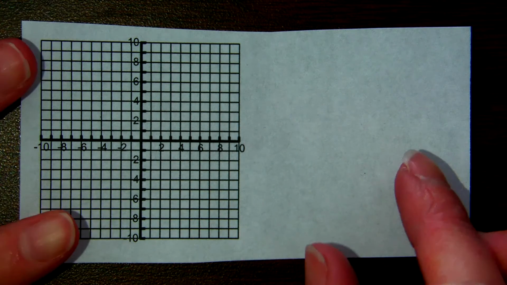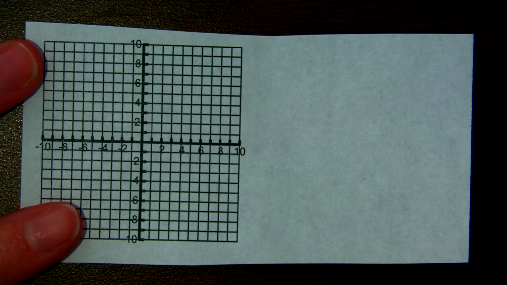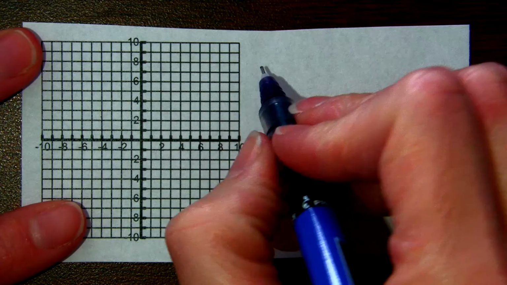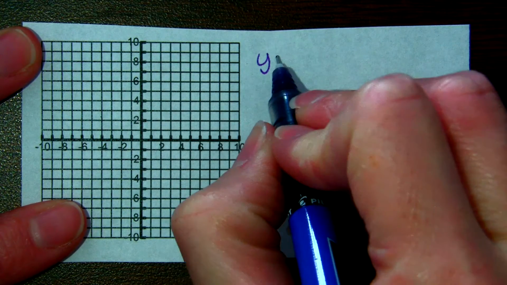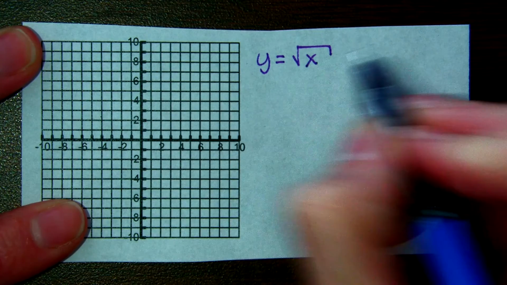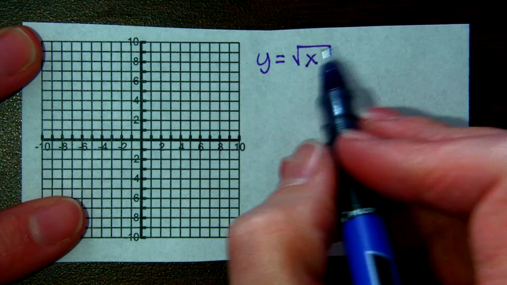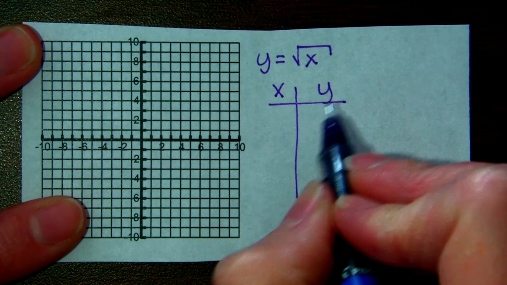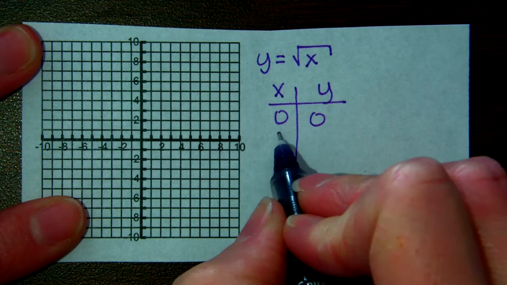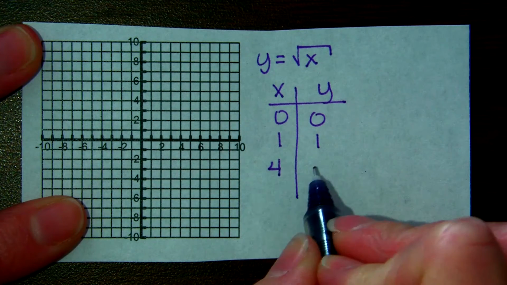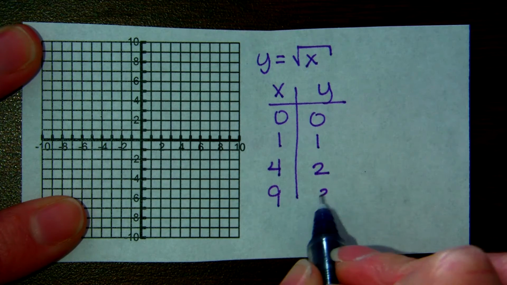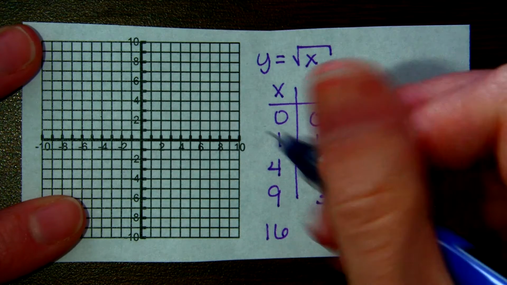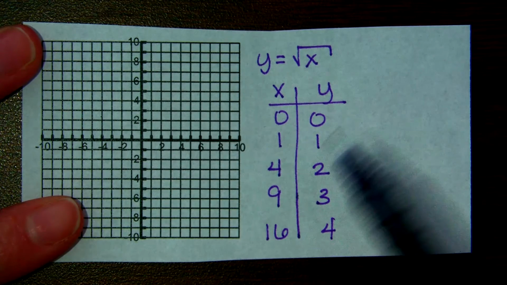Alright guys, we're going to review graphing and solving root equations, but before we do that I'm going to remind you of the parent functions for both square root and cube root functions. So for square root functions, y equals the square root of x. Remember that the table for that function is 0, 0, 1, 1, 4, 2, 9, 3. You can keep going. 16, 4, 25, 5, 36, 6.